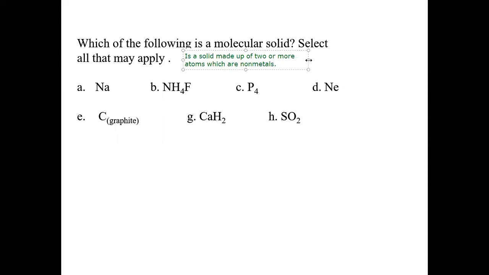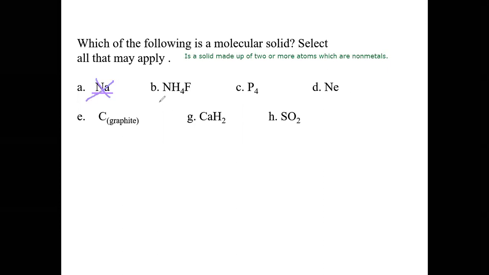So we're looking for the choices in which there are two or more atoms, and these are only nonmetals, not metallic, not cation, anion, not covalent network, not atomic. The formula has to have two or more atoms, which are all nonmetals. It can be the same nonmetal or different nonmetals, but it has to have more than one nonmetal. We look at the first one, sodium. There's only one sodium, so it can't be a molecular solid. And since it's a metal, it's actually a metallic solid. So we can scratch off that one.